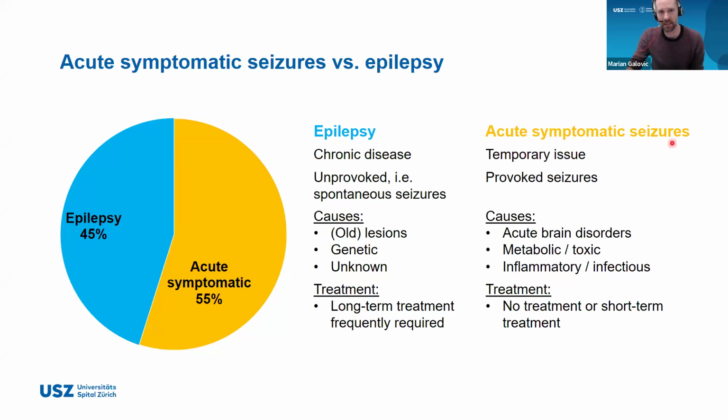Whereas acute symptomatic seizures are frequently a temporary issue. These are provoked seizures caused by an acute brain insult, a metabolic problem, or even an inflammatory or infectious problem. The guidelines say that usually you do not need to treat this, or only short-term treatment is necessary. But there is a big difference between guidelines and reality. In reality, as we saw now, most people will be treating acute symptomatic seizures.